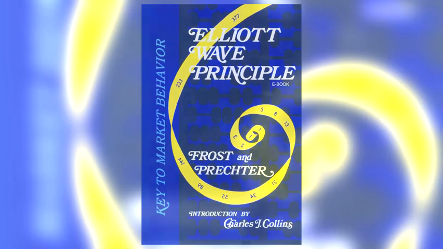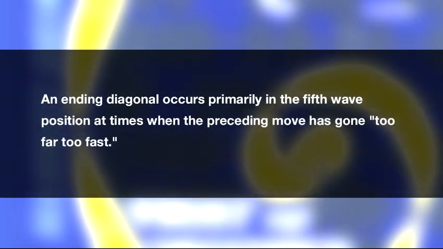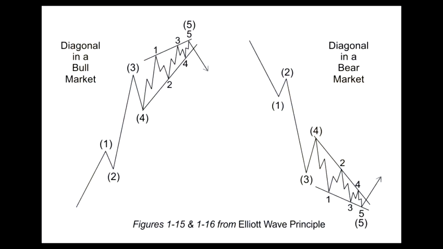Elliott Wave Principle, Key to Market Behavior, explains, quote, "An ending diagonal occurs primarily in the fifth wave position at times when the preceding move has gone too far too fast. In all cases, they are found at the termination points of larger patterns, indicating exhaustion of the larger movement." End quote. Here are idealized examples of this pattern in bull and bear markets.